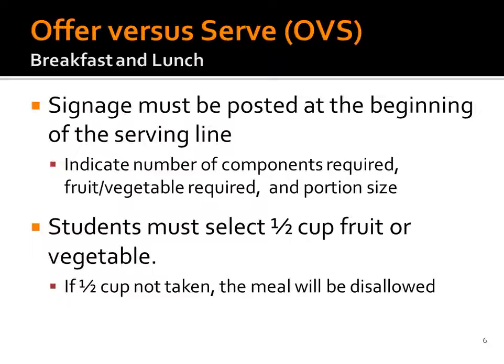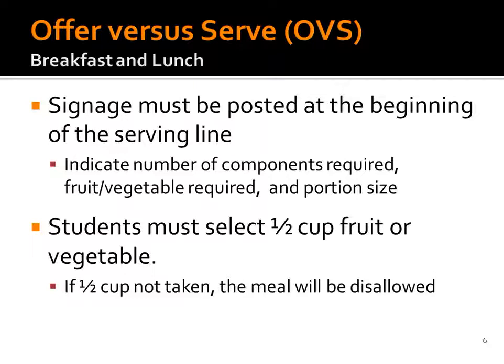Signage must be posted on the service line to assist students in identifying a reimbursable meal. At breakfast and lunch, students must select a half a cup of fruit and/or a vegetable. The new review process now requires us to assess fiscal action if a half a cup of fruit or a vegetable is not taken.